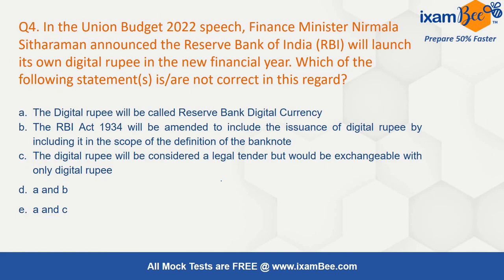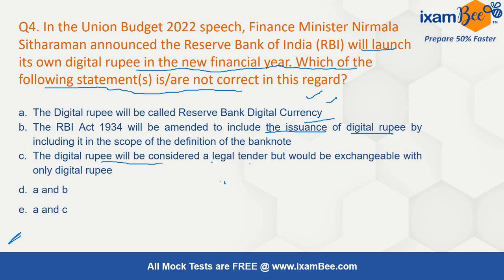Amrit Kaal. Fourth question: in the Union Budget 2022 speech, Finance Minister Sitharaman announced that the Reserve Bank of India will launch its own digital rupee in the new financial year. Which of the following statements is or are correct about this? So this digital currency is going to be called RBI digital currency. Do you remember the name given to it? And the RBI Act will be amended to include the issuance of digital rupee. The digital rupee will be considered a legal tender but would be exchangeable only with digital rupee.